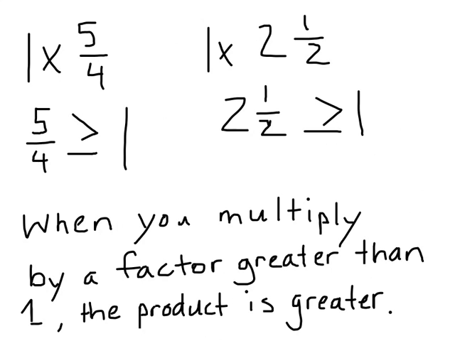So when I multiply times a fraction, my answer gets smaller. When I multiply times a fraction equal to 1, my answer stays the same. And when I multiply times a mixed number or improper fraction, it gets larger.